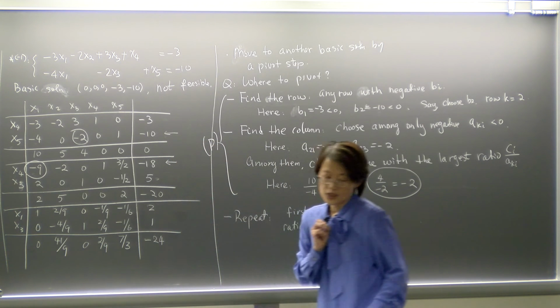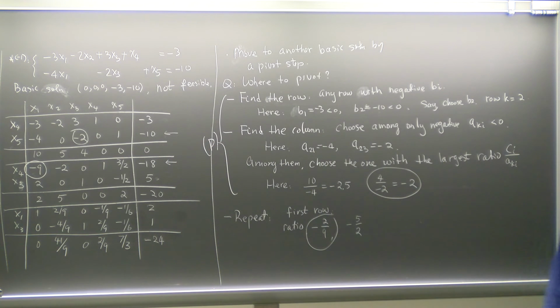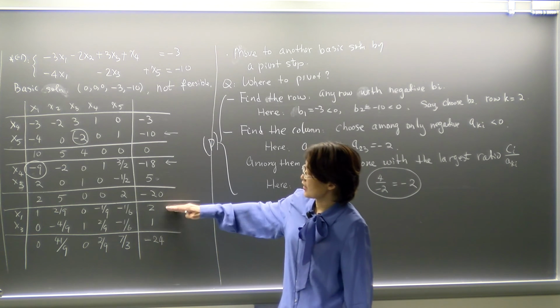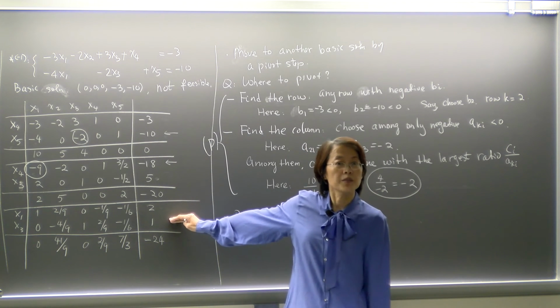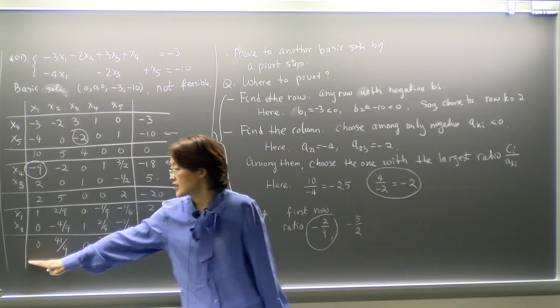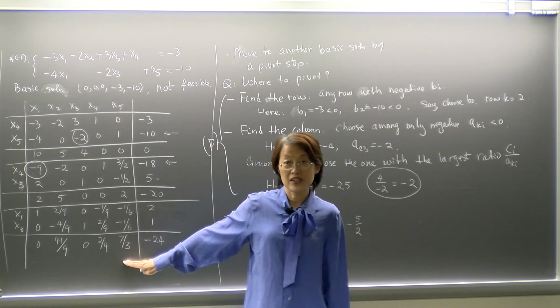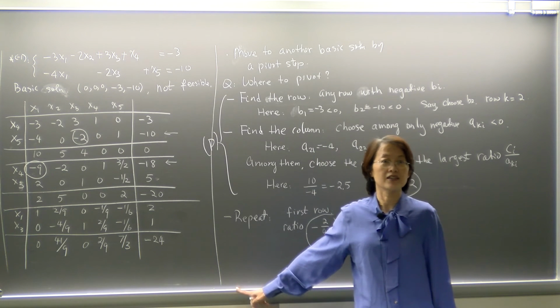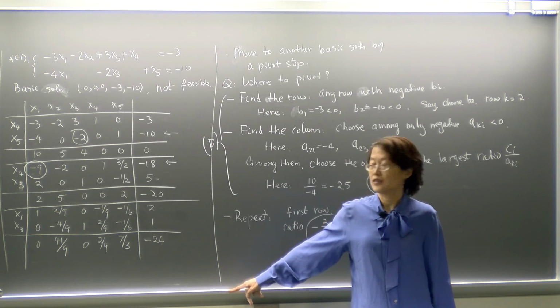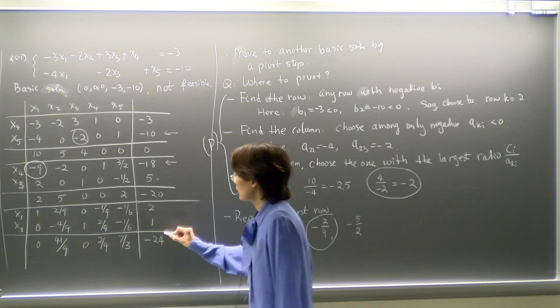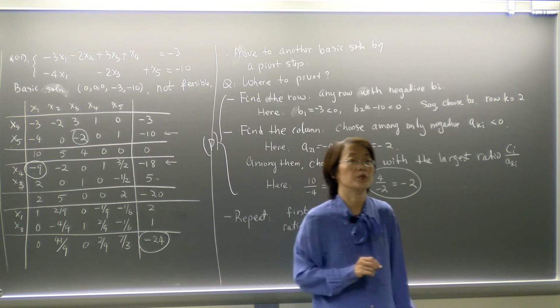So I end up with this tableau where I see that now the right-hand sides are both positive, meaning this basic solution is now feasible, and all the C's are non-negative, meaning that's the optimal point, right? Is that clear? Yeah, so now you conclude that's the optimal solution.